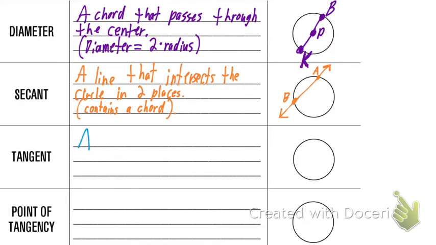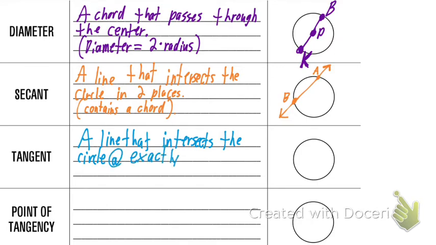a tangent is a line that intersects the circle at exactly one place.